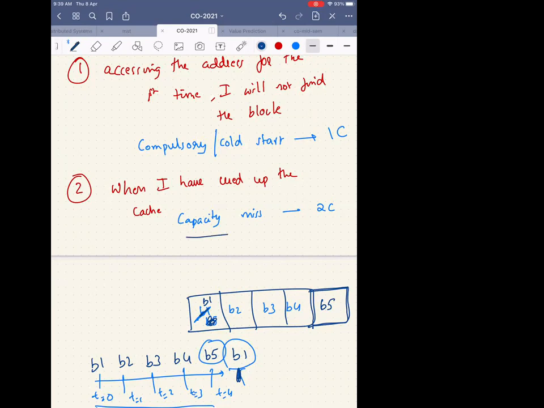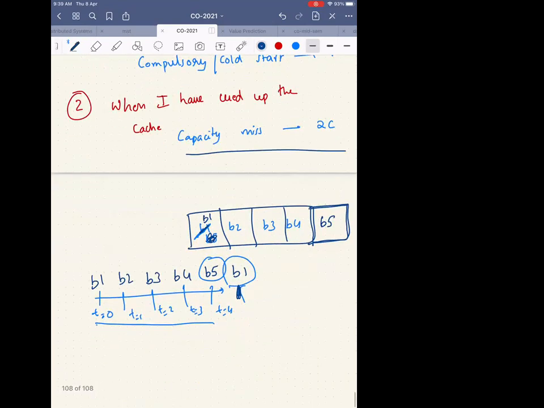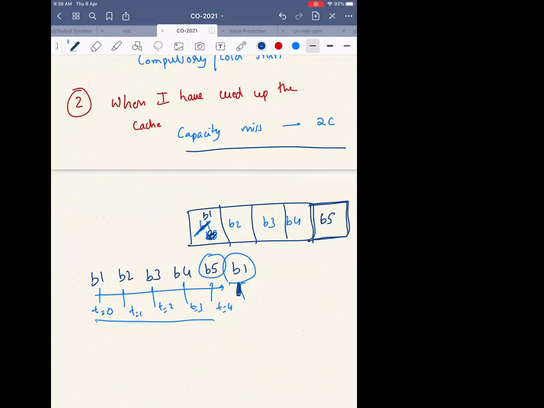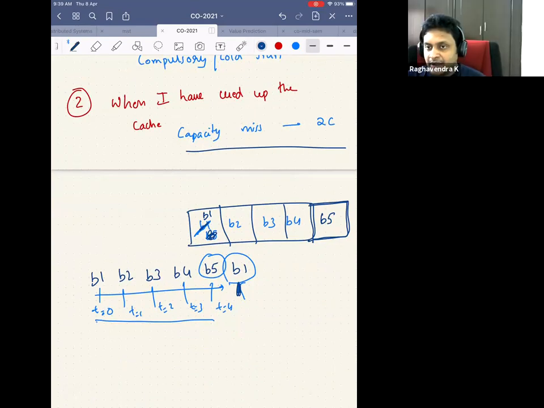So this is the second miss. Once the cache is developed, how can we increase it? Yeah, I can't do it. So again, what do I do? Can you tell me what you would do if you're an architect?